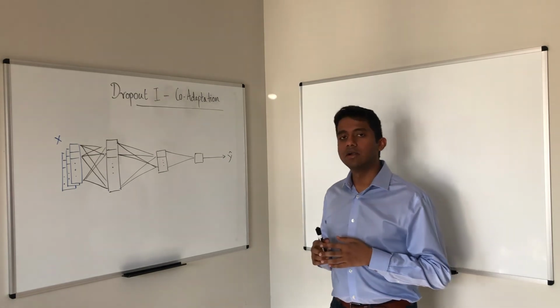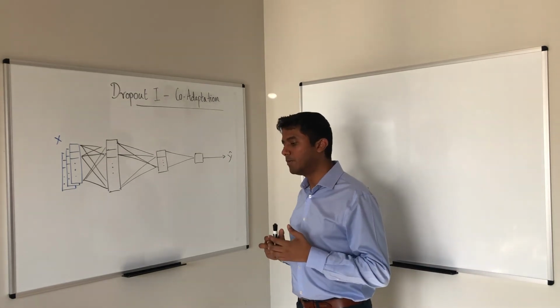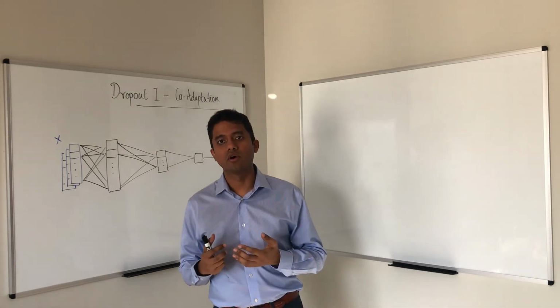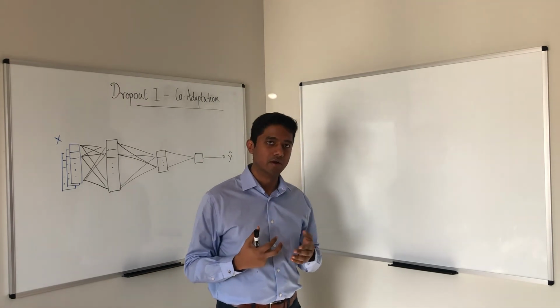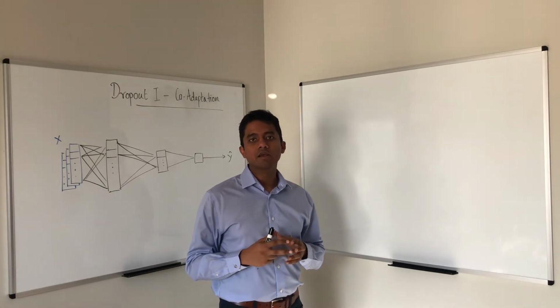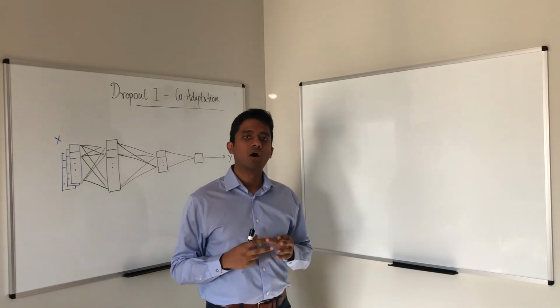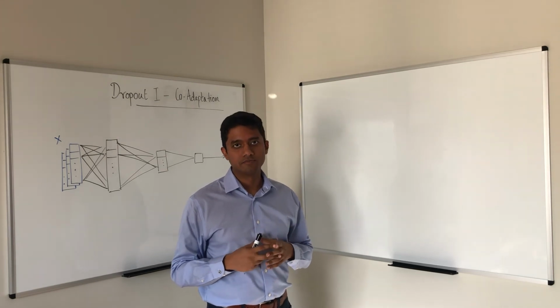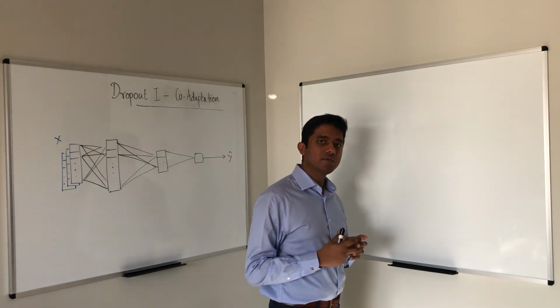Now we are going to learn about first the problem of co-adaptation, which was causing this overfitting issue or model learning issue in deep learning, and then we'll talk about how dropout resolves it. So starting with co-adaptation.